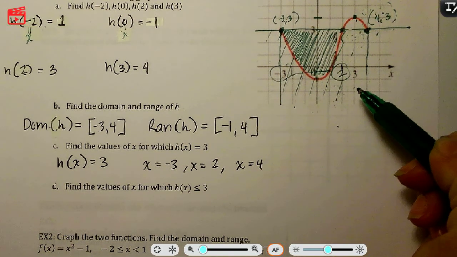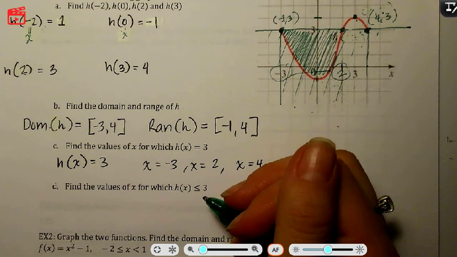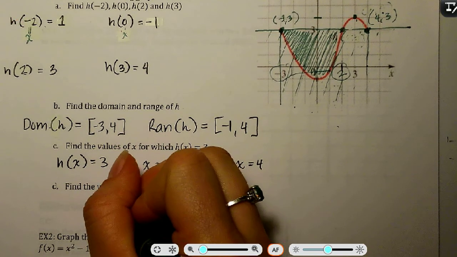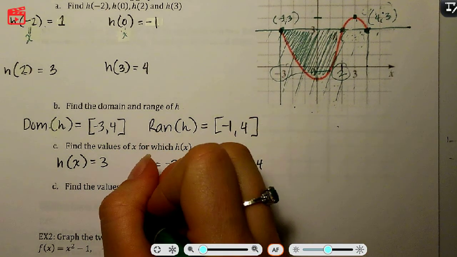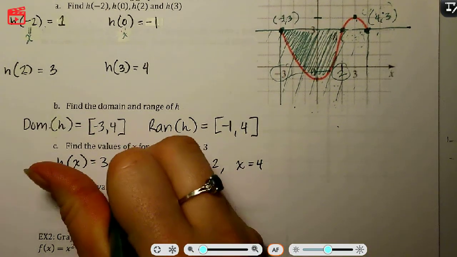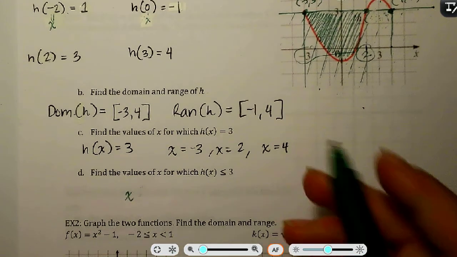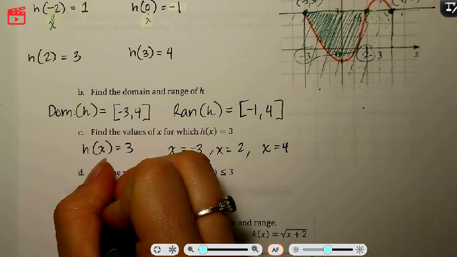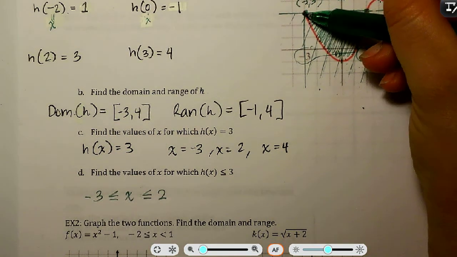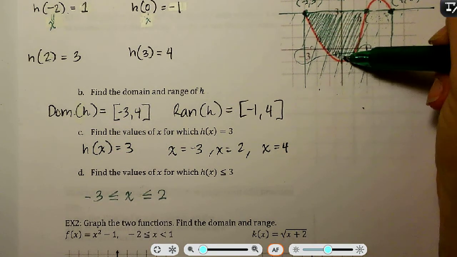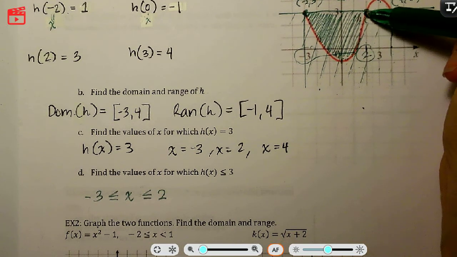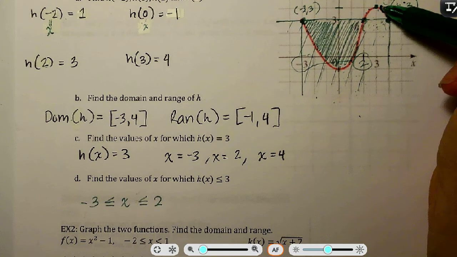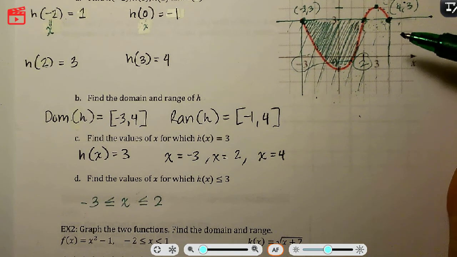2. So the values of x for which h of x is less than 3 are, actually let me just do it as an interval. X between negative 3 and 2. So all these points along that red line there have y values that are less than 3, but once we hit here, they change, and our y values start to be greater than 3. Okay.